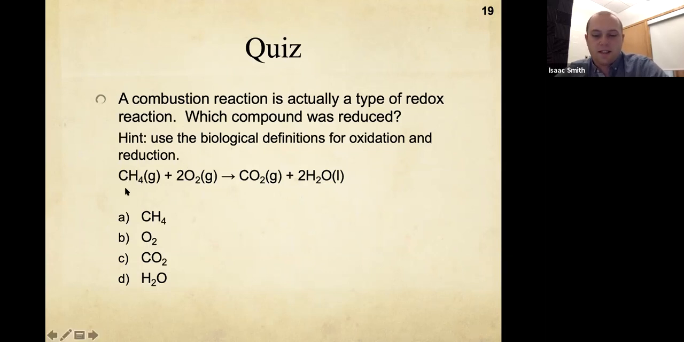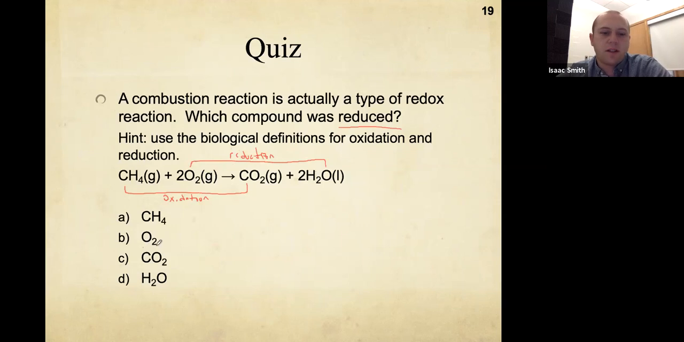So if we look at which one is oxidized and which is reduced, the carbon is present on the right, and what happened to carbon? Carbon gained oxygen, and it lost hydrogens. If it gains oxygen, that's oxidation. And then the other one is going to be reduction, but reduction is also gaining hydrogens. So this oxygen gained hydrogen, so it was reduced. It says which compound was reduced, so that would be the O2.